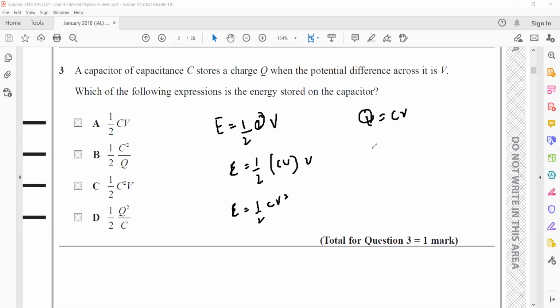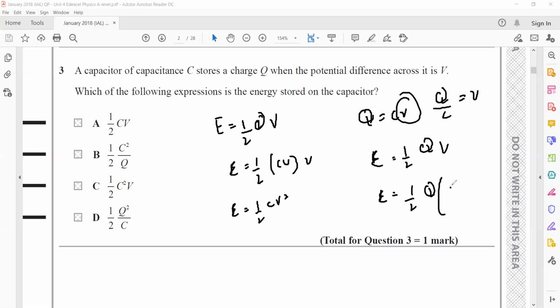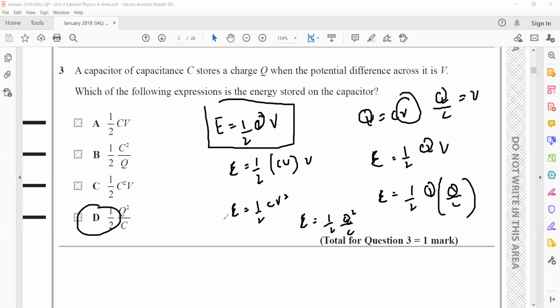Then there's also another way. V is equal to Q divided by C. So if I substitute, energy is half Q into V, and V is equal to Q divided by C. So energy is equal to half Q, and in place of V, I write Q over C. So when we multiply, energy is equal to half Q squared by C. So which one does it match with? It matches with D. So there are three formulas to get the energy of the capacitor: half QV, half CV squared, or half Q squared by C.